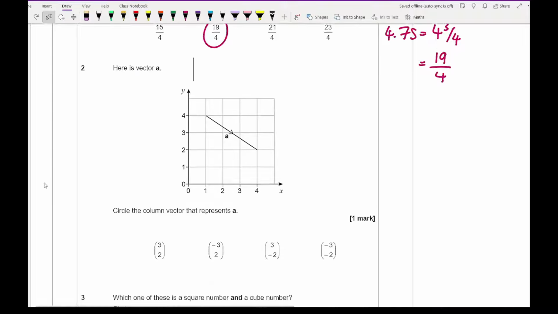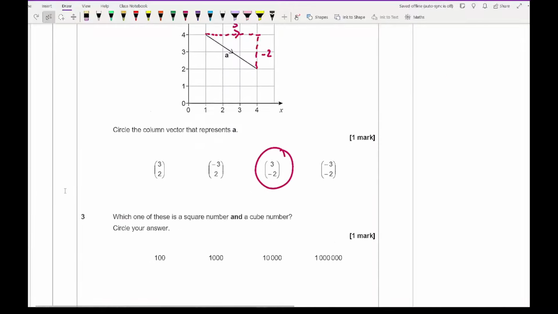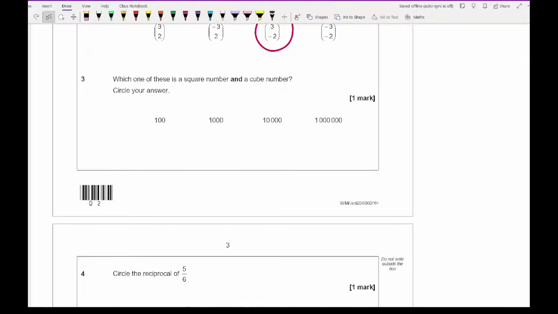For question 2, it says here is a vector A, and we want to circle the column vector that represents A. Well, looking at this, it's going right 3 places and down 2 places. That's -2. So we're looking for 3, -2, which is that there. And then moving on to question 3, it says which of these is a square number and a cube number, and you need to circle the right answer, and the correct answer we need to circle is our fourth option.